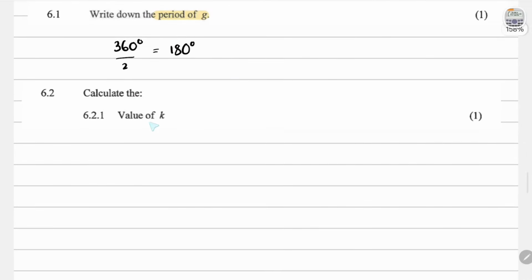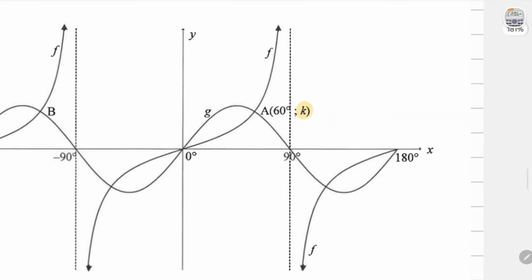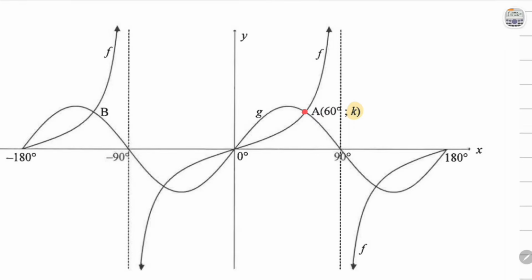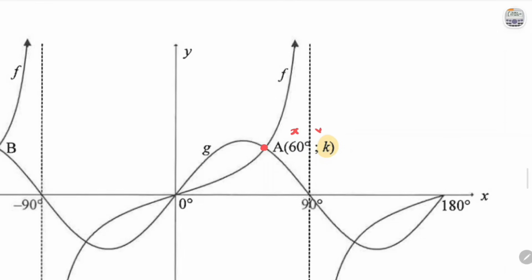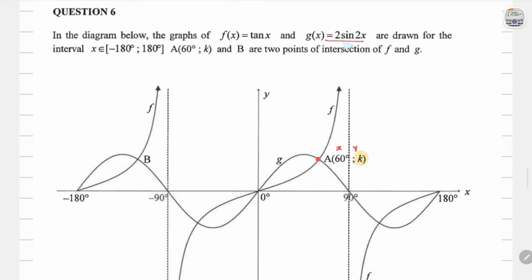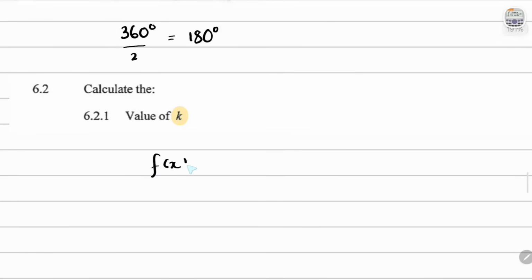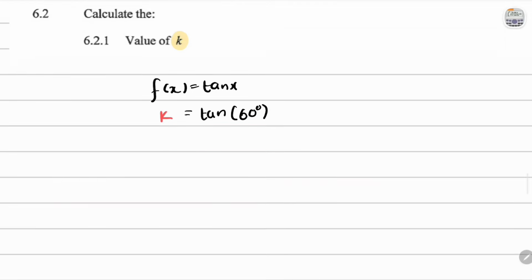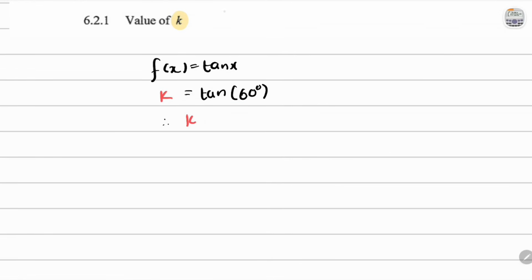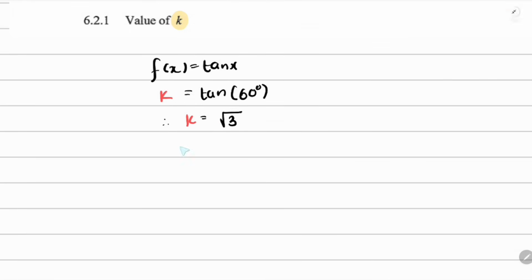Question 6.2.1 says, calculate the value of K. Okay, so K is over here, and you can see that it lies on this point. It's on the graph of f and g as well. So you can use either graph to find it. Notice that you've been given an x and a y value, and so we just have to substitute that into either g or f. It's easier to use f because it's a simple looking graph. We'll say f of x is equal to tan x, and in place of f of x, the y value, we'll say k, and then it's equal to tan of the x value, which was 60 degrees. So just find out what exactly tan 60 degrees is, and that is our answer. And tan 60 is equal to the square root of 3, and that is our answer.